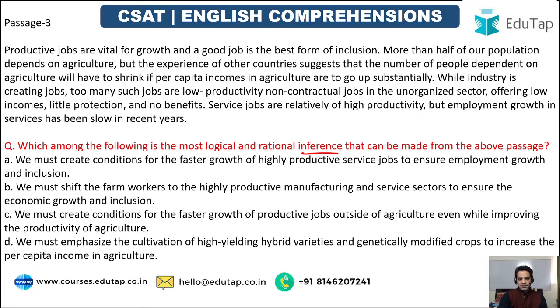The experience of other countries suggests that if we have to increase per capita income, the dependence on agriculture will have to shrink. While industry is creating jobs, right? Too many such jobs are low productivity, non-contractual jobs in the unorganized sector. So manufacturing industry is creating jobs, but the jobs are non-contractual and low productive in the unorganized sector, offering low incomes, little production, and no benefits.